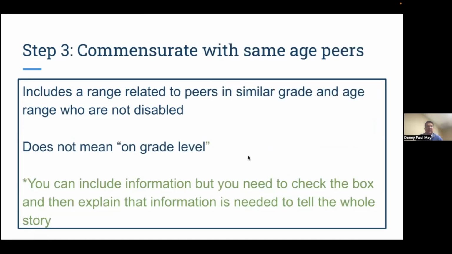When we look at step 3, this is straight out of the guidance document. It says, if a student is commensurate, that doesn't mean they're on grade level. It means a similar range or age range, that they're performing similar to an age range or grade range. It's not a grade level. So you can include information that you need to, if you do check the box and say the student's commensurate, you can still add some information that might be needed.